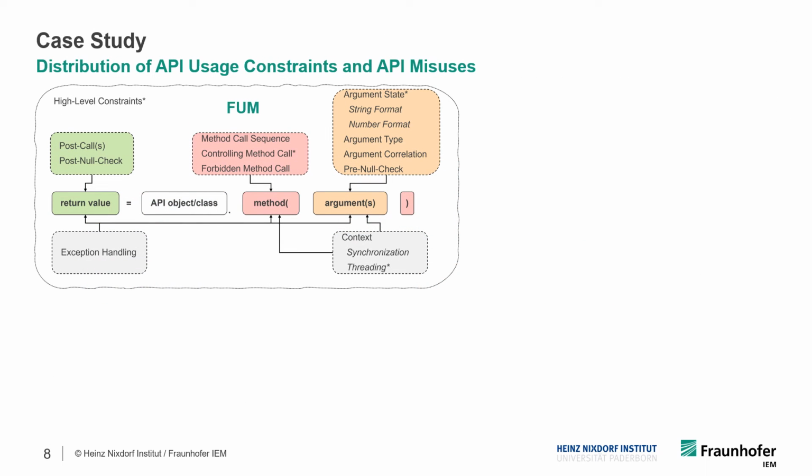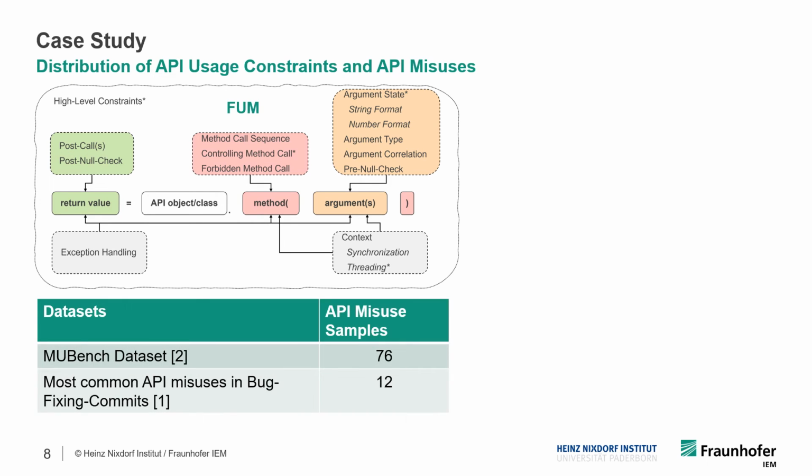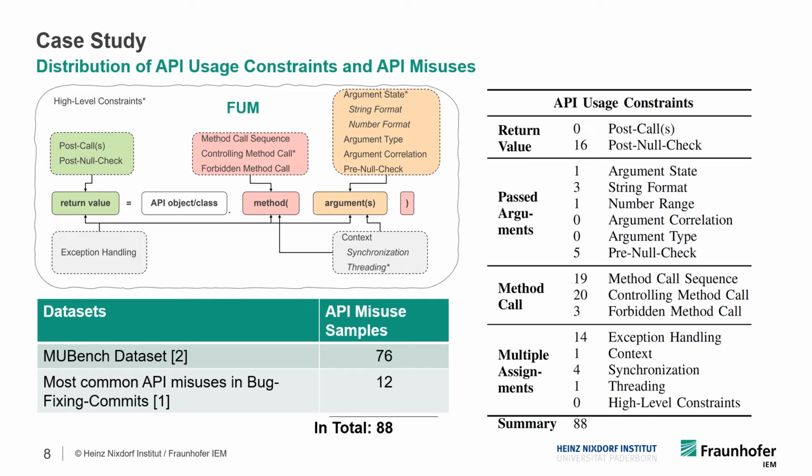Coming back to our motivation of using Copycrypt for the detection of general API misuses, we then used FUM to perform a case study where we analyzed which FUM types can be specified with Crystal and therefore are detectable by Copycrypt. We derived API misuse samples from two data sets with code samples. These are the MuBench dataset and the most common API misuses in bug fixing commits dataset. In total, we have 88 API misuse samples, and we then matched them to the FUM types, which you can see on the right-hand side.